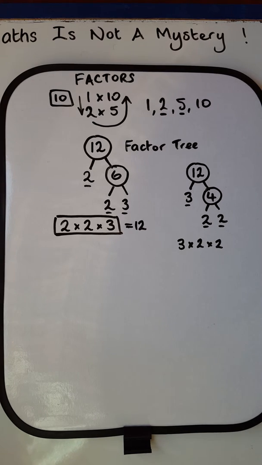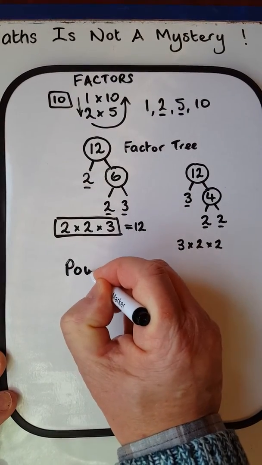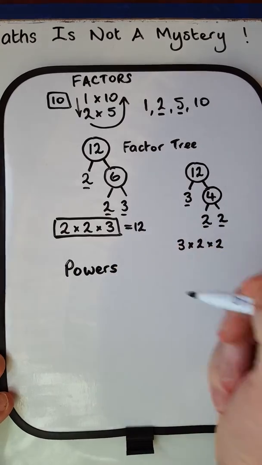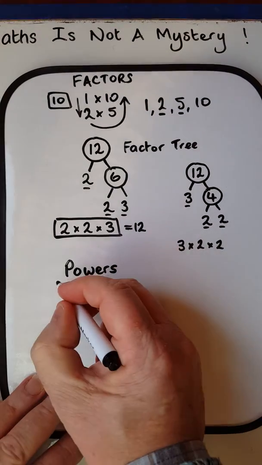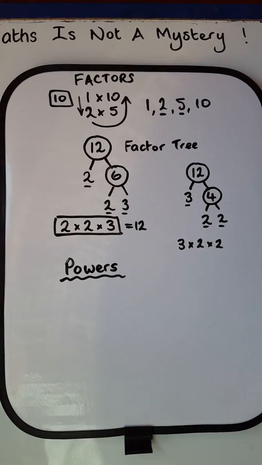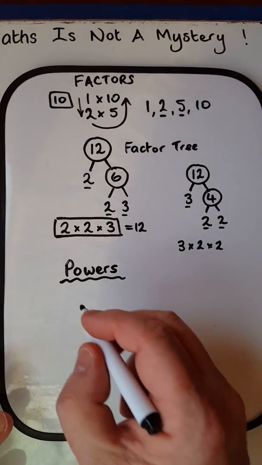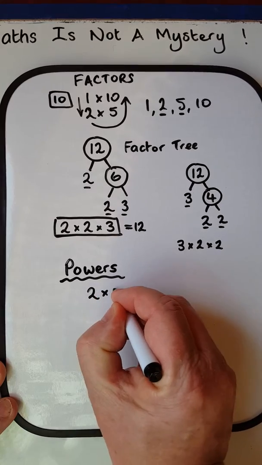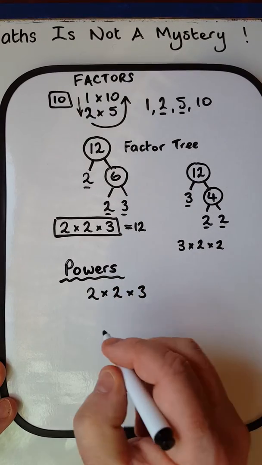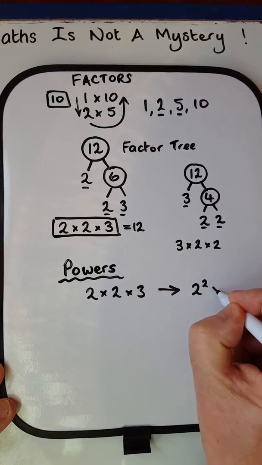If you wanted to go a step higher and you wanted to go into the edges of the higher paper, grade 5, they're going to ask you to express a number as a product of its prime factors using power notation. That's really simple. You're going to do exactly what I've just done here. But when you get your answer, 2 times 2 times 3, you're going to change that into 2 squared times 3.